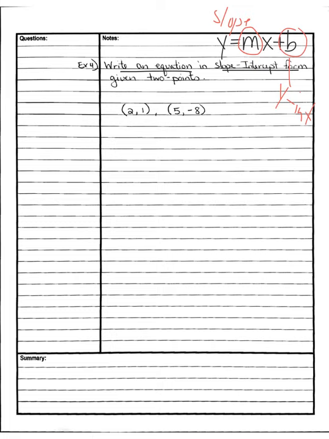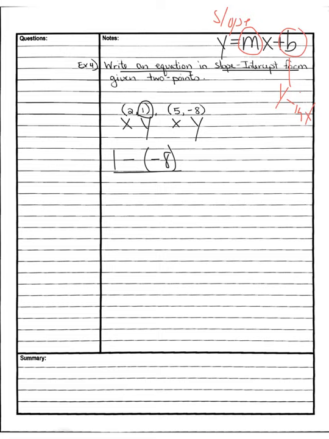Given 2 points, let's go ahead and jump in and find slope. x, y, x, y. Again, this was our very first lesson, finding slope in this chapter. I'm going to go ahead and start with the 1. So I'm going to take 1, take away a -8.